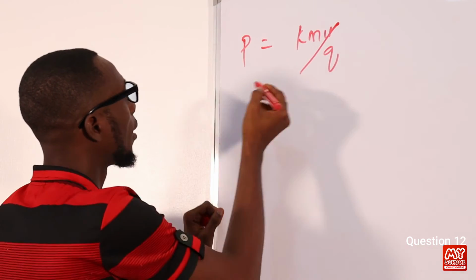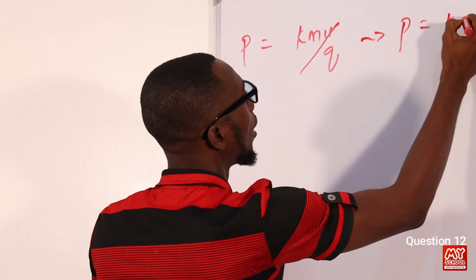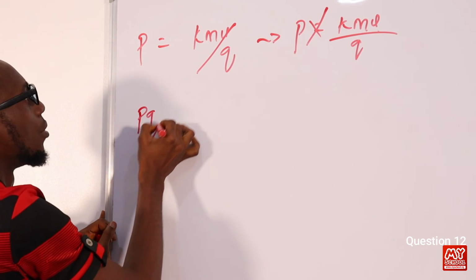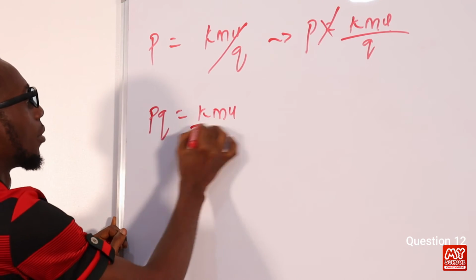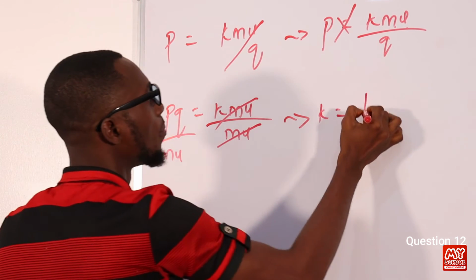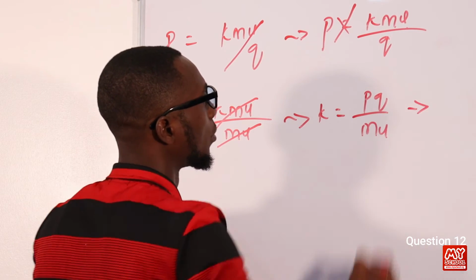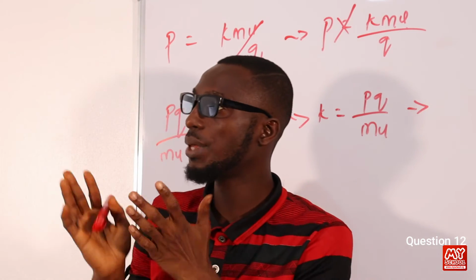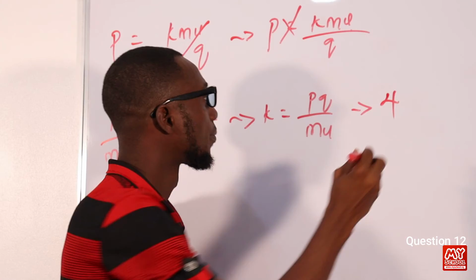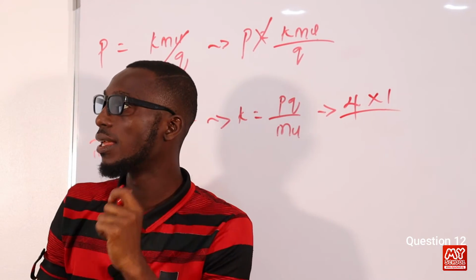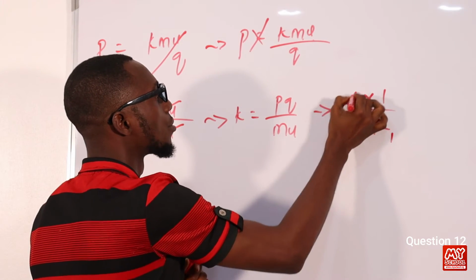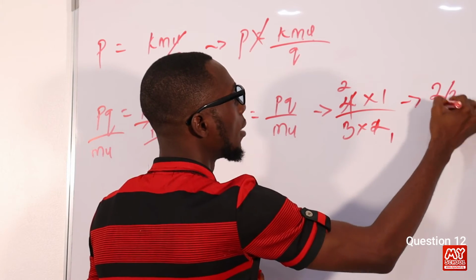So we are finding K. Let me write this properly. P equals KMU over Q. If we are finding K, we have PQ equals KMU, dividing both sides by MU. So we can confidently tell that K equals PQ over MU. From the second sentence, we now have P is 4, and we are told that Q is 1 over M is 3 and U is 2. So we have 2 here, 1, 2 here, 2. So we see that K is 2/3.